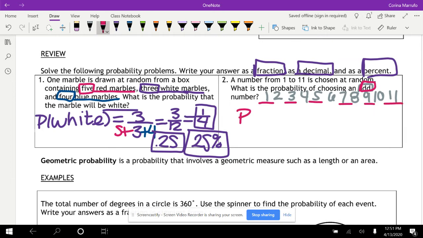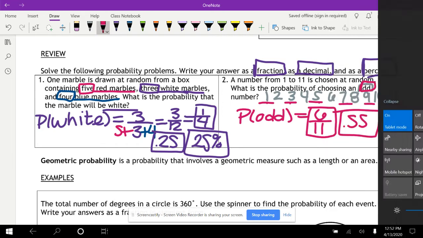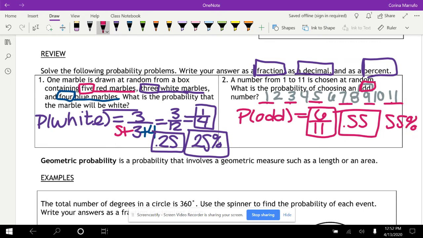And so the probability of choosing an odd number, if we count them, that's 1, 2, 3, 4, 5, 6. We have a total of 6 odd numbers out of a total of 11 numbers. Now this we cannot reduce. 6 out of 11 is as simple as we can get it. Now, if we write it as a decimal, that gives us 0.55. Okay, and if we write that as a percent, it's going to be 55%. That would be our last answer.